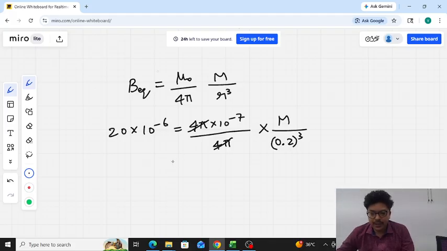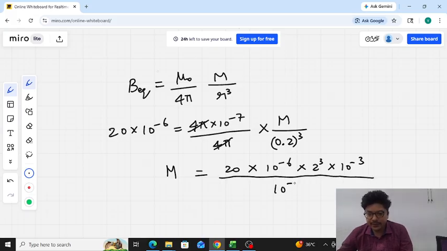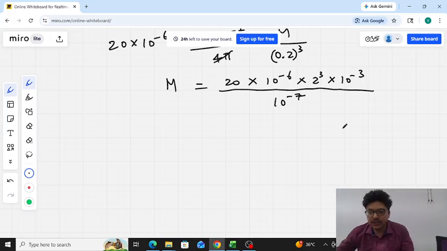So you will get M is equal to 20 into 10 power minus 6 into 2 cube into 10 power minus 3, since 0.2 cube means 2 cube into 10 power minus 3, divided by 10 power minus 7. So now you do this calculation, how much will you get?